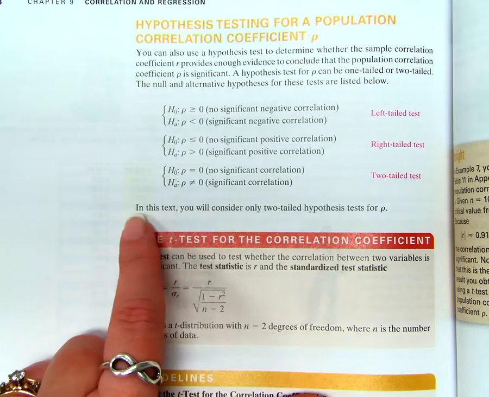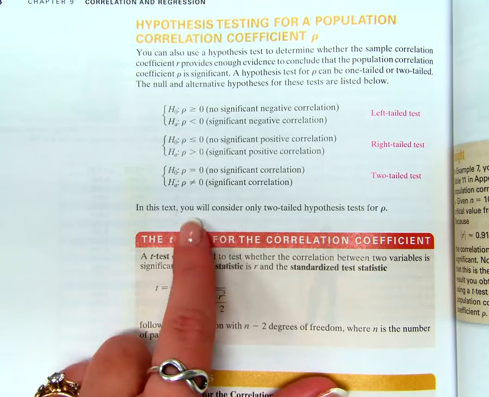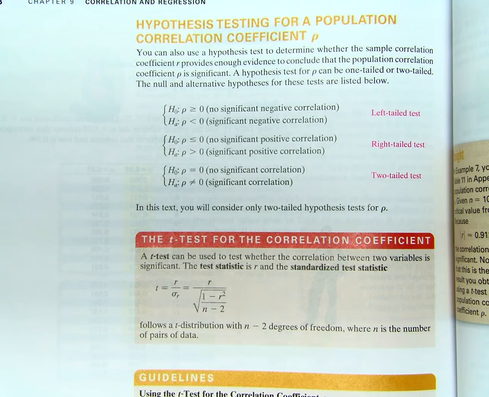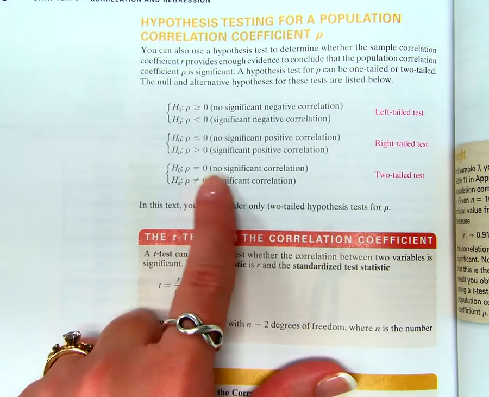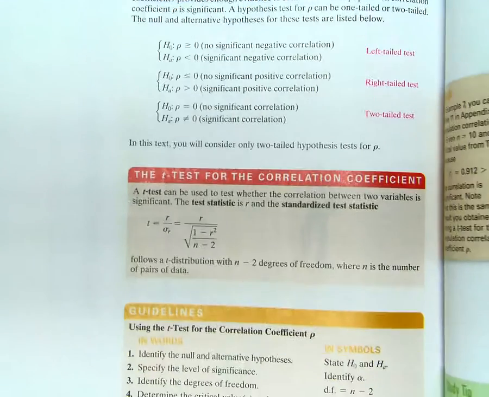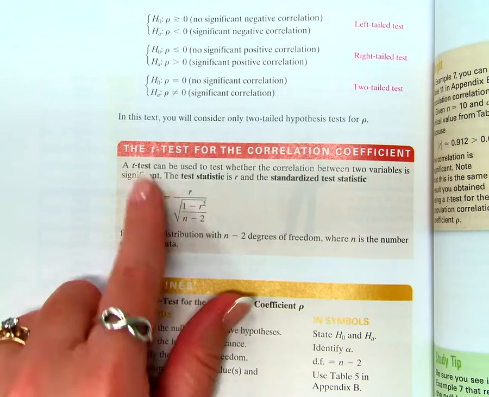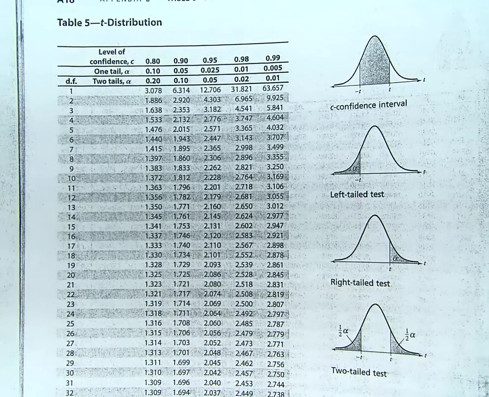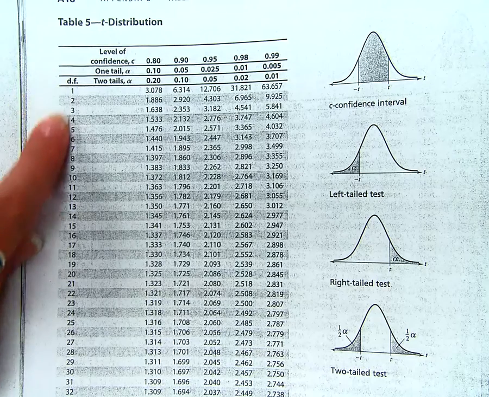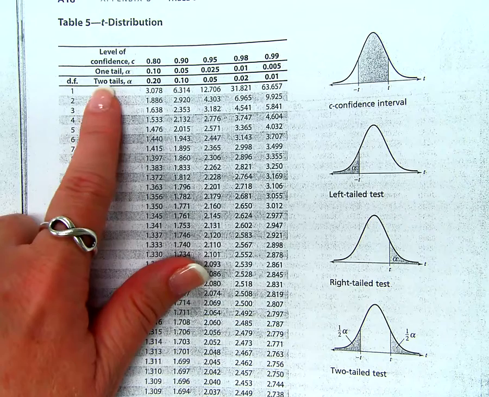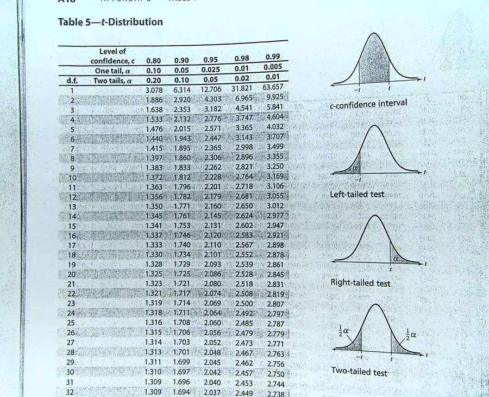Here's the thing. In this text and all the problems that we're going to do right now, we're only going to consider two-tailed hypothesis tests for rho. We only have to do two-tailed. So we're only going to be doing either equal or not equal. Does that make sense? That helps because right now we're going to talk about a t-test for a correlation coefficient. And in a t-test, we do use this chart. We do have to know levels of confidence. We do have to know degrees of freedom. But we only have to look at two tails. That helps us know where to look.